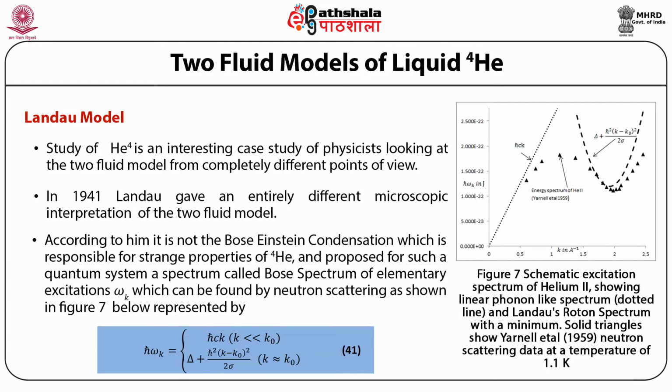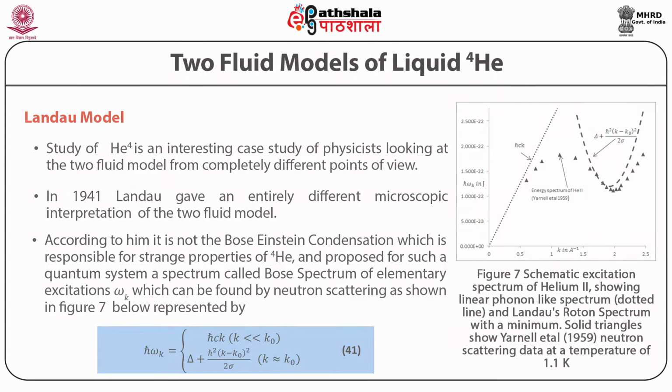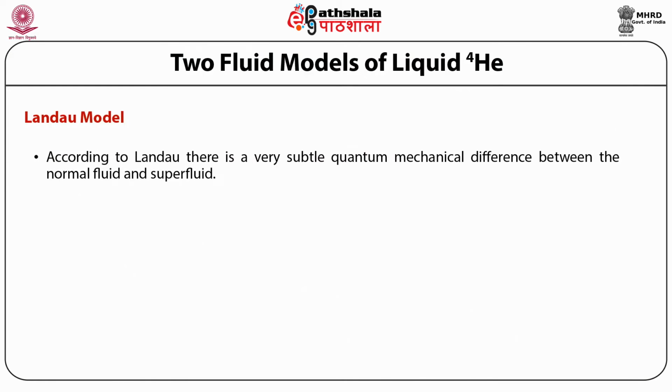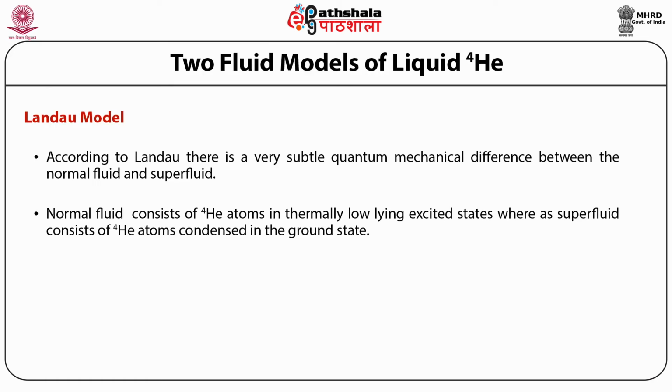Solid triangles show Yarnell et al.'s neutron scattering data at a temperature of 1.1 K. According to Landau, there is a very subtle quantum mechanical difference between the normal fluid and superfluid. Normal fluid consists of helium-4 atoms in thermally low-lying excited states, whereas superfluid consists of helium-4 atoms condensed in the ground state.